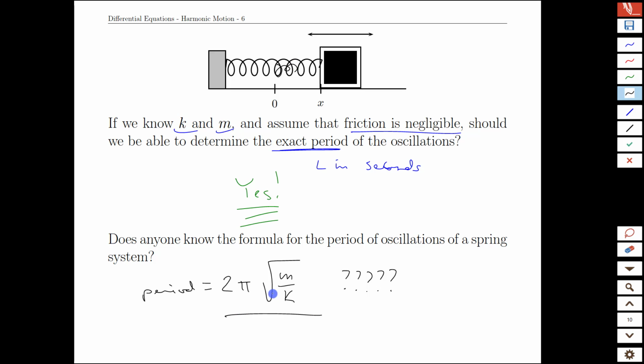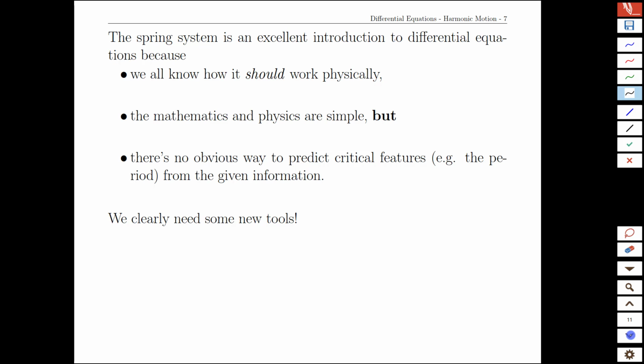We need a reason, a systematic approach that's going to take us from our intuition that, yeah, if we know our spring constant and our mass, we should be able to predict the motion, and specifically properties like the period, and we don't know how to do that yet. So we know how it should work physically. There is literally one force at play here, the spring force, and yet we still have no obvious way to predict critical features, like the period, the size of the oscillations, a bunch of other things, but the period's an obvious one to get at. So we need some more tools, and that's what we're going to spend the next several lectures on.